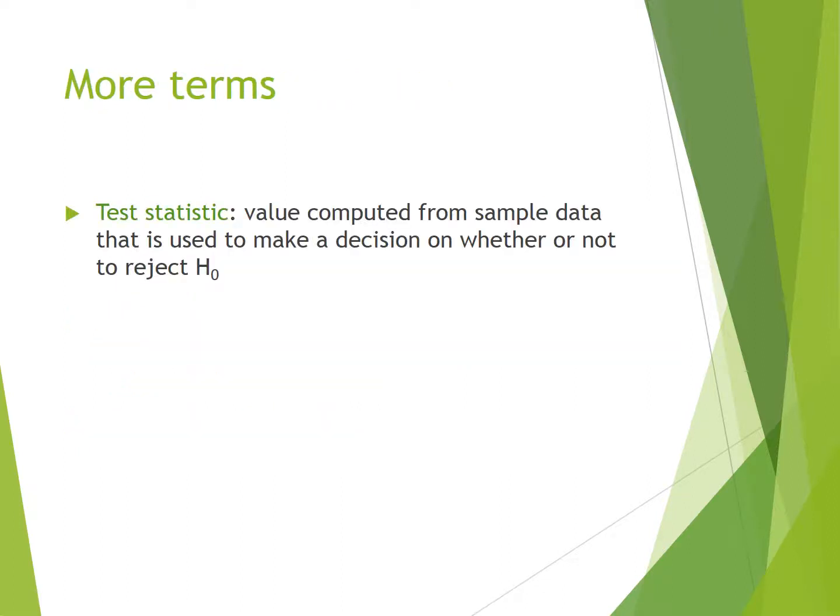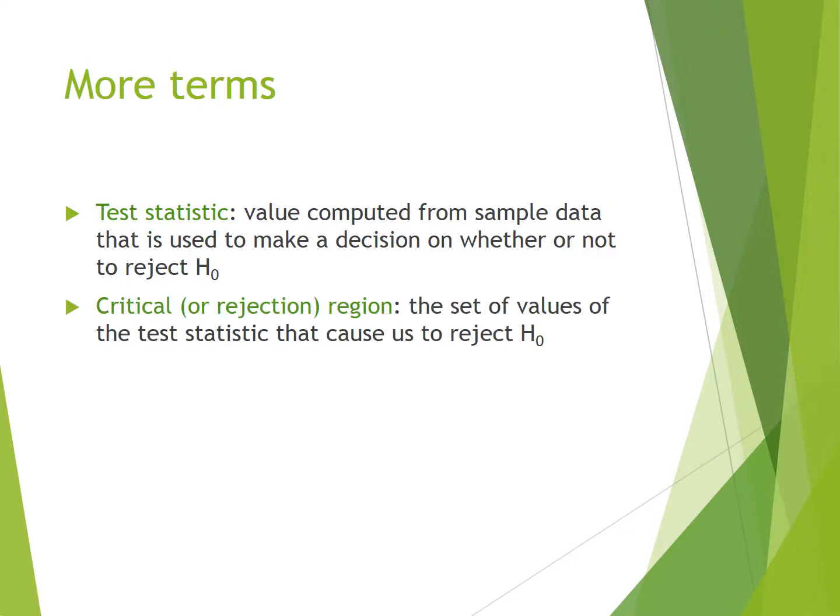It's computed from that sample data, and that's used to make a decision on whether or not to reject the null hypothesis. We have critical or rejection regions, and it's a set of values of the statistics that would cause us to reject the null hypothesis.